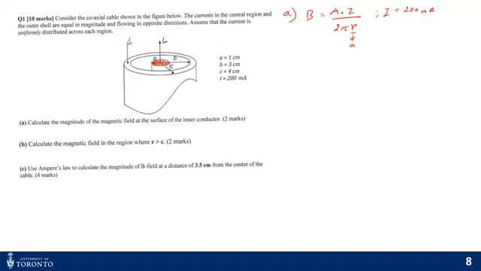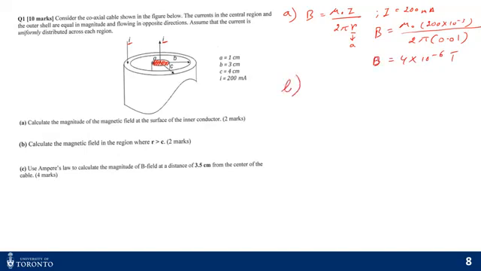So now we'll just plug in the values. So which is basically mu naught times 200 milliamps. So be careful of the units, right? And it's 2 pi, and A in this case is 1 centimeter, so we have to convert it into meter, so it's just 0.01. So now we'll end up having 4 times 10 power minus 6 Tesla. So that's the value that we are looking for.